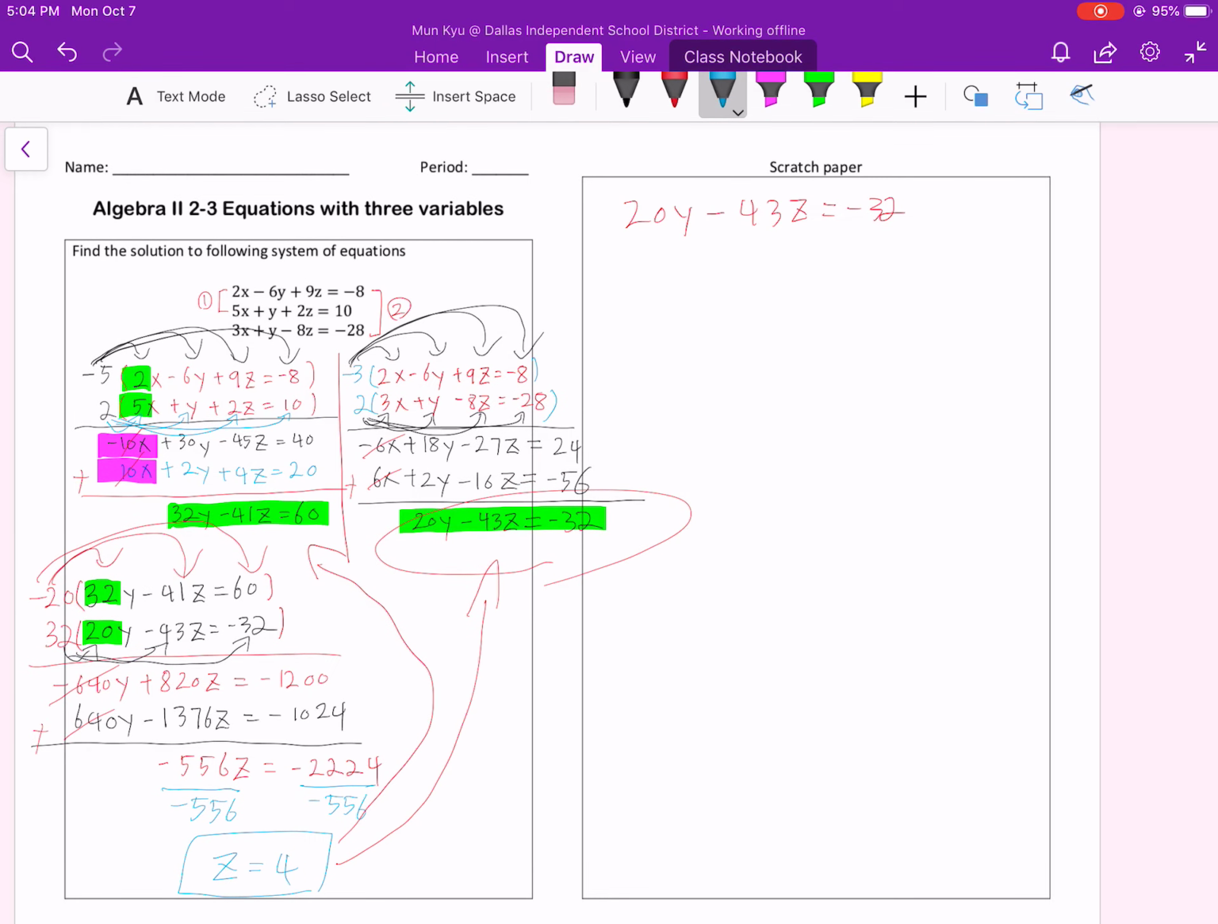Okay. Here it's going to be simple because instead of z, we are going to substitute 4 here.